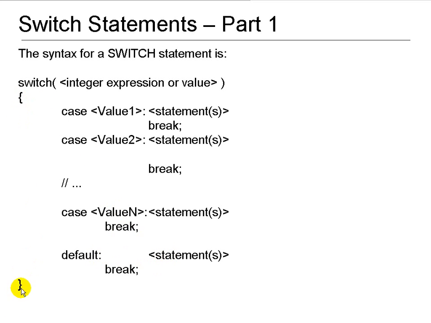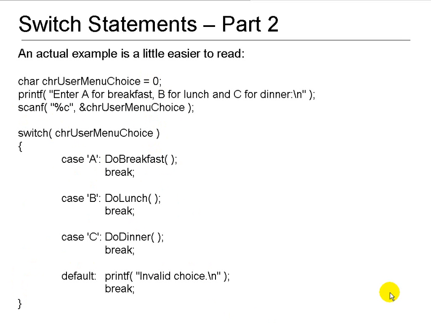Notice the beginning and ending curly brackets. Notice that the code is indented inside those curly brackets, and notice that the statements are lined up and the breaks are indented as well. An actual example is a little easier to read. So let's declare a variable user menu choice, and we enter A for breakfast, B for lunch, C for dinner. I would have put those on separate lines, but I'm hurting on space in the window I've got here. So for purpose of example, I put them all in one line.